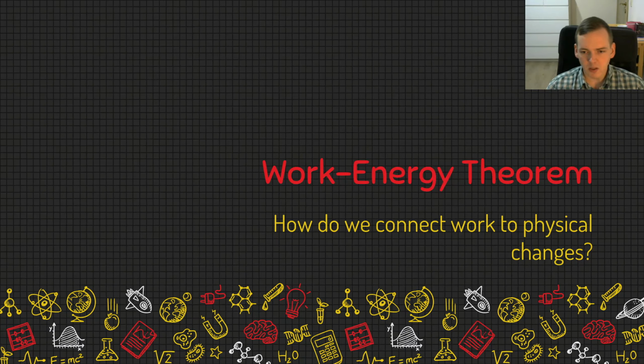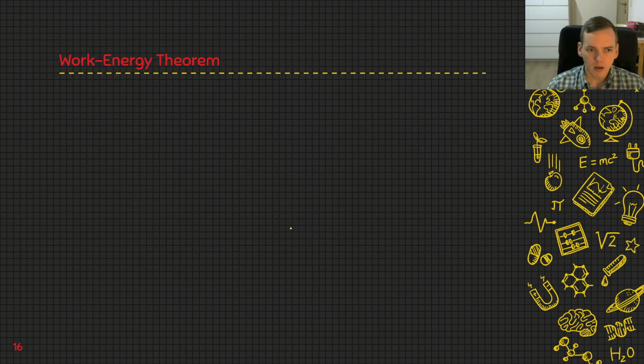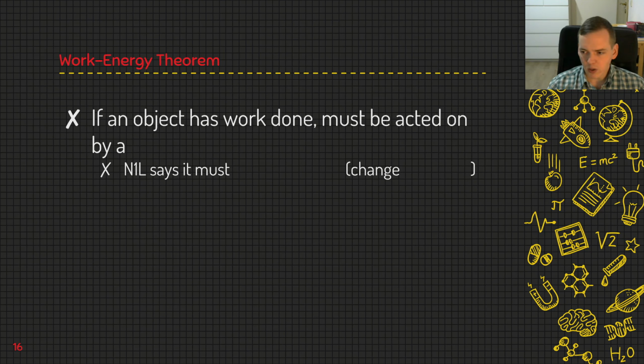This video is going to look at how we relate work to physical changes, or the changes in how an object is moving specifically. So if we're looking at the work energy theorem, if an object has work done on it, it must be acted on by a non-zero net force.